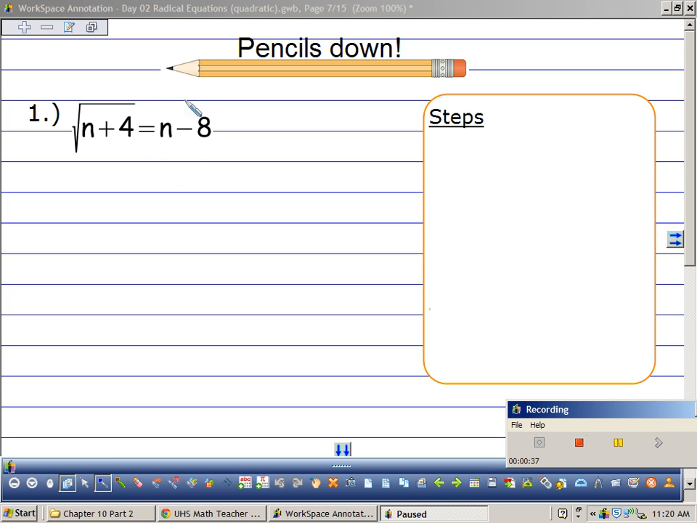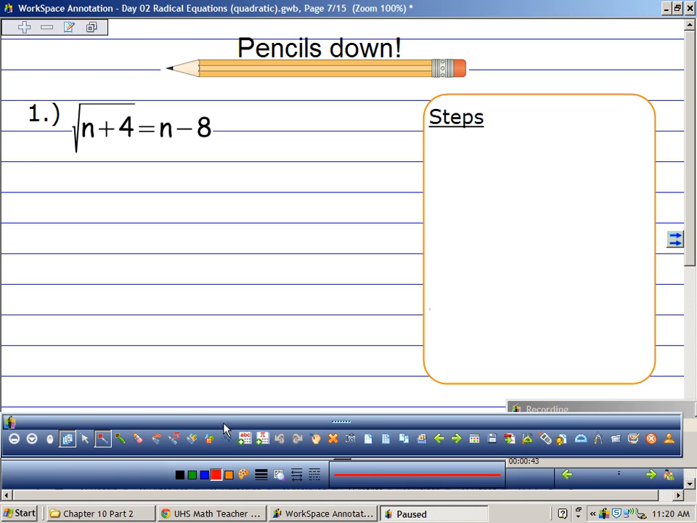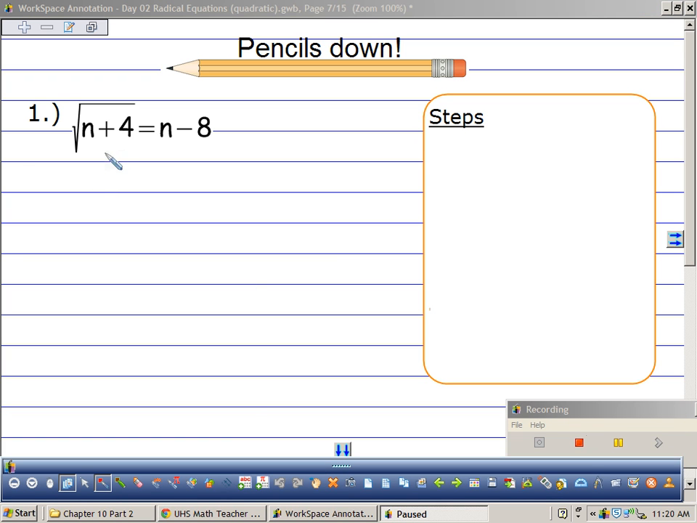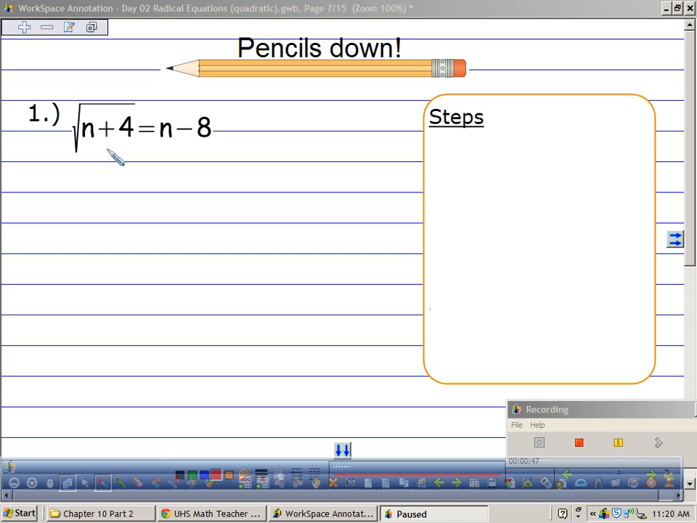Okay, so again, we have a radical equation. Just like Monday, the first thing I did was make sure that everything was away from the radical. There's nothing next to this radical, so I don't have to worry about that step. I'm going to go straight into squaring both sides. When I square a radical, it cancels out the radical sign. So I'm left with n plus 4 equals n minus 8 squared.